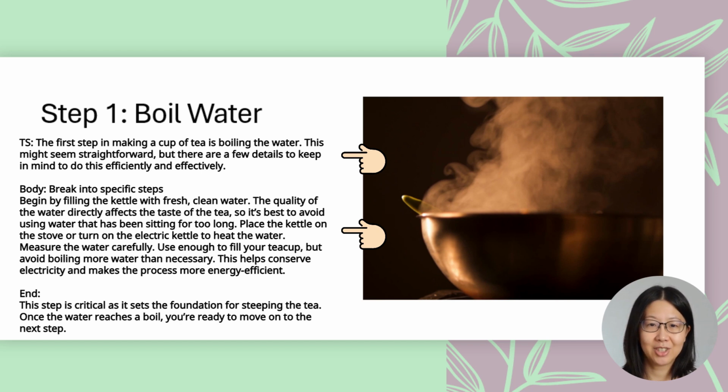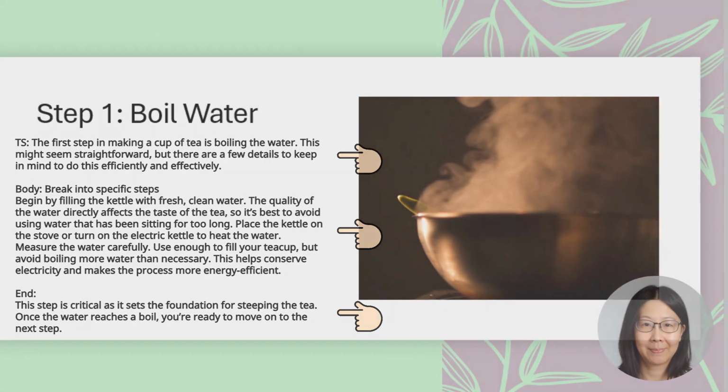Place the kettle on the stove or turn on the electric kettle to heat the water. Measure the water carefully. Use enough to fill your teacup, but avoid boiling more water than necessary. This helps conserve electricity and makes the process more energy efficient. This step is critical as it sets the foundation for steeping the tea. Once the water reaches a boil, you're ready to move on to the next step.